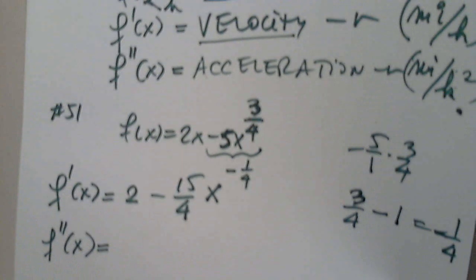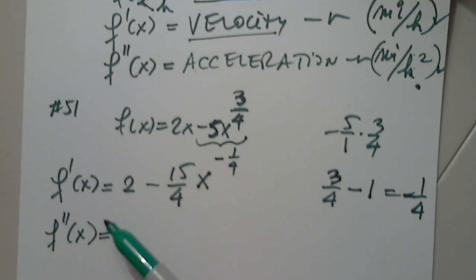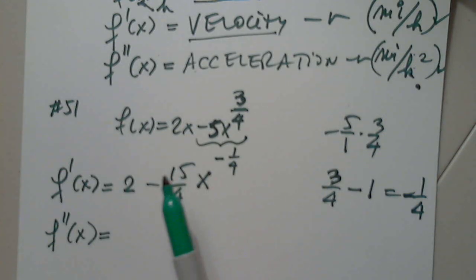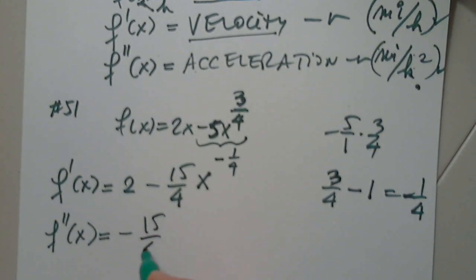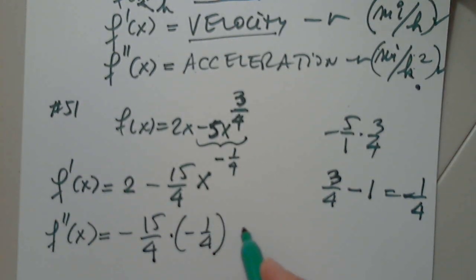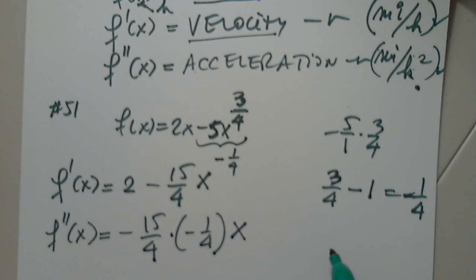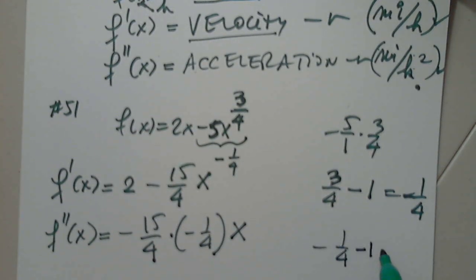So now let's look at the second derivative. The derivative of 2, the rate of change of 2, is that 0? Exactly. So -15/4. I have to bring down -1/4, and I have to subtract 1 from the power. So -1/4 minus 1 is -5/4.